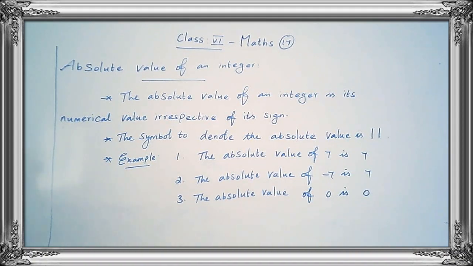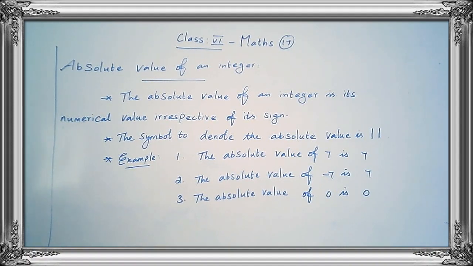Okay children, listen. Next we have to learn the absolute value of an integer. Absolute value means its numerical value irrespective of its sign. The absolute value of an integer is its numerical value irrespective of its sign.